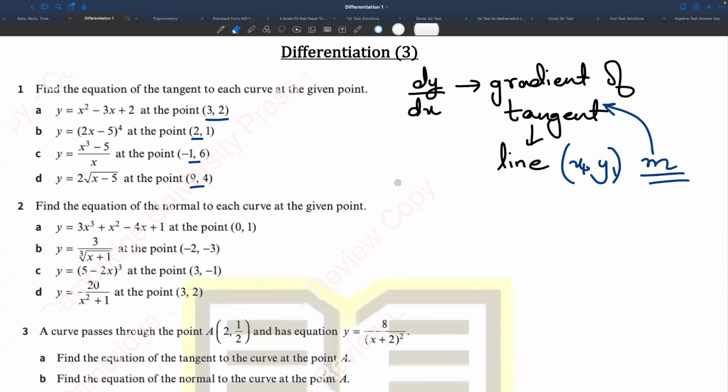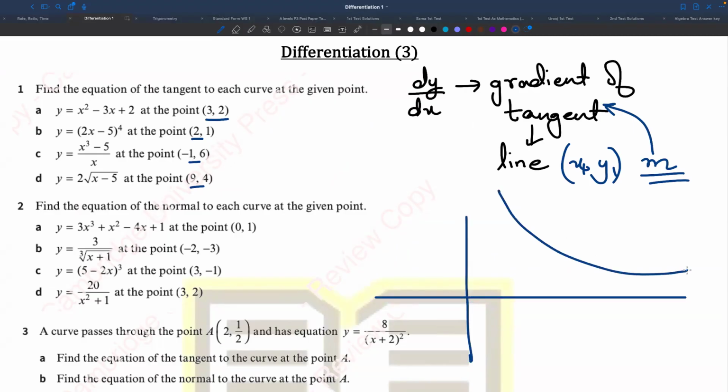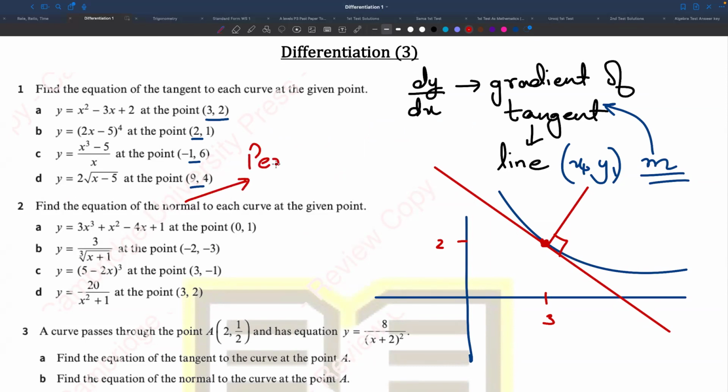Do these questions right now as well, okay? What is the normal? What do you mean by normal? It's a perpendicular line. So I'll just draw it over here. Now let's say I have a curve over here like this, and I make a tangent. So let's say this is the point (3, 2), okay? This is the curve, this is the point (3, 2). Normal basically means a line which is perpendicular to your tangent. So normal means perpendicular to tangent.